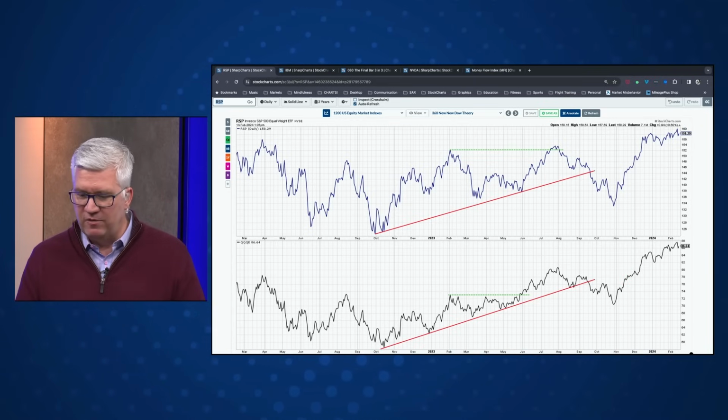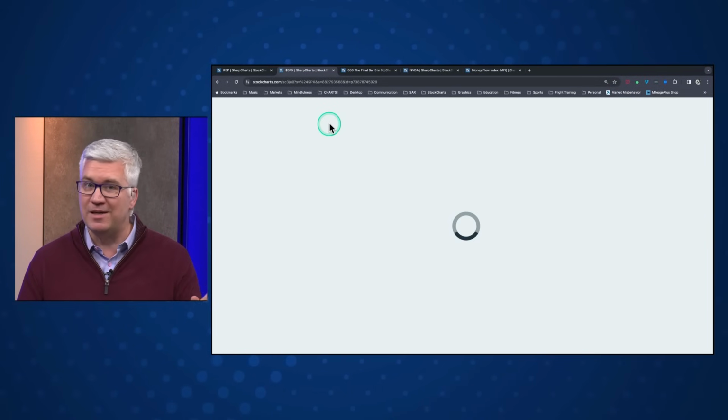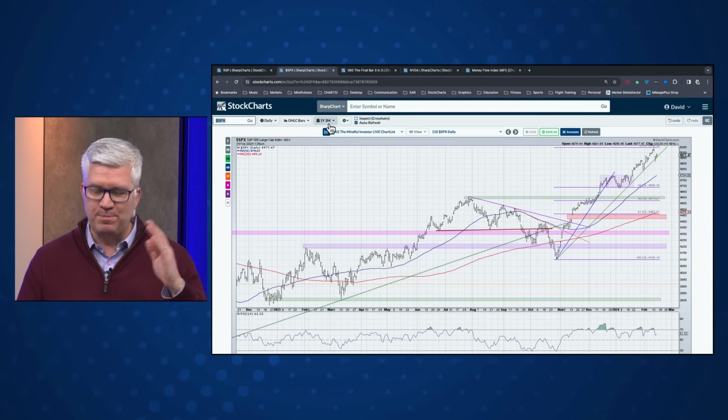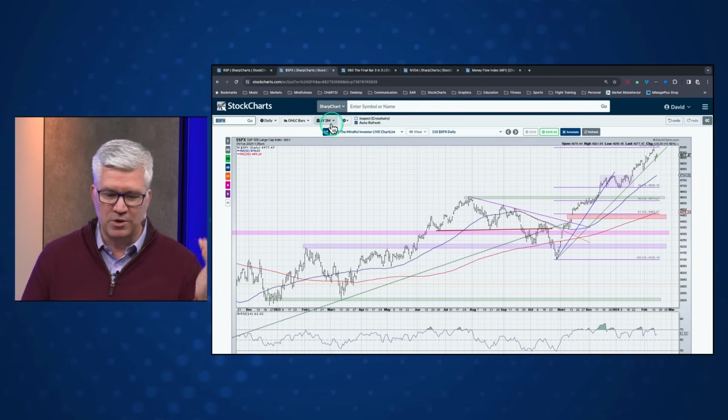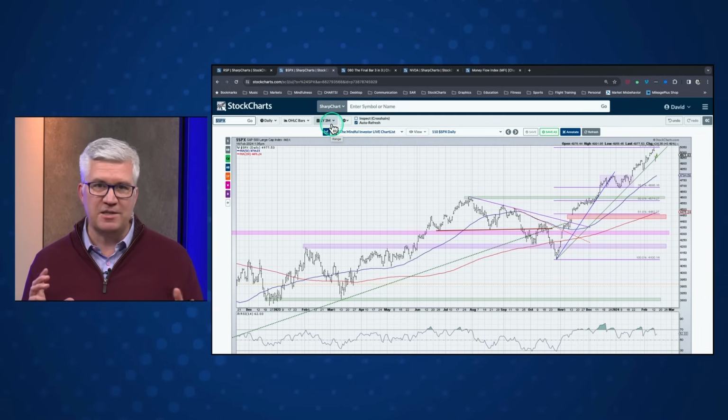Next question. It feels like most people gravitate to a bullish or bearish bias based on short-term market direction. Would you agree? I 100% would agree. And actually, that is a well-documented phenomenon. So you're not crazy by realizing when the market's popping up, it seems like everyone's bullish, and then the market sells off, and all of a sudden everyone's bearish, and you have that sense of things.